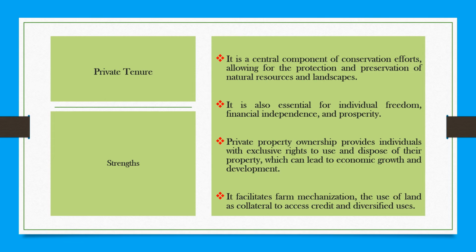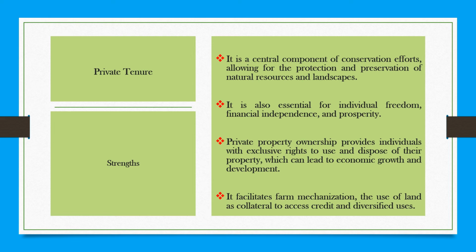This system of land tenure also has certain strengths, but it also has certain weaknesses, as we are going to see. One of the strengths of this system is that it's a central component of conservation efforts, and it can allow for the protection and preservation of natural resources and landscapes. Because individuals are the landowners and they have the exclusive right over access and use of such land, if they choose to use that land in a manner that leads to environmental conservation, then it is possible because it simply needs their own permission and their own effort. And therefore, if that direction is taken, then the private landowner system can lead to significant environmental conservation.